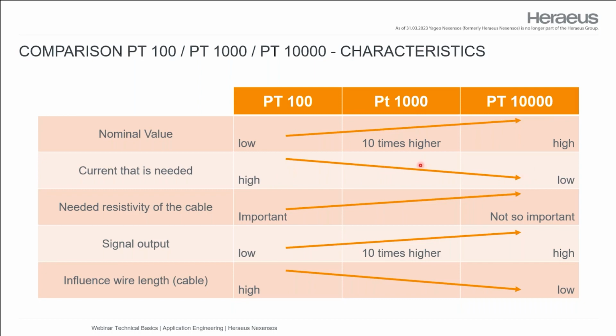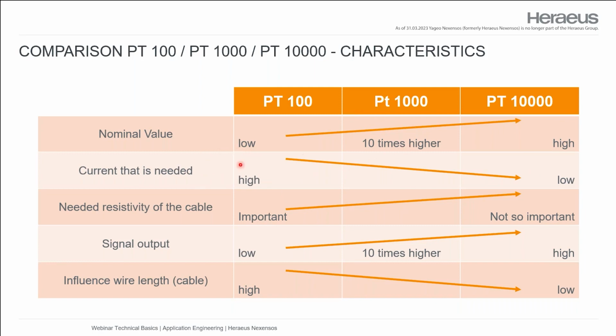This is because, if you speak about the measurement current, we have a meander, and this is nothing else than a resistance. If you work with a high current, then the PT10,000 is heating up faster compared to PT100 because the resistance is higher. It's also following only Ohm's law.